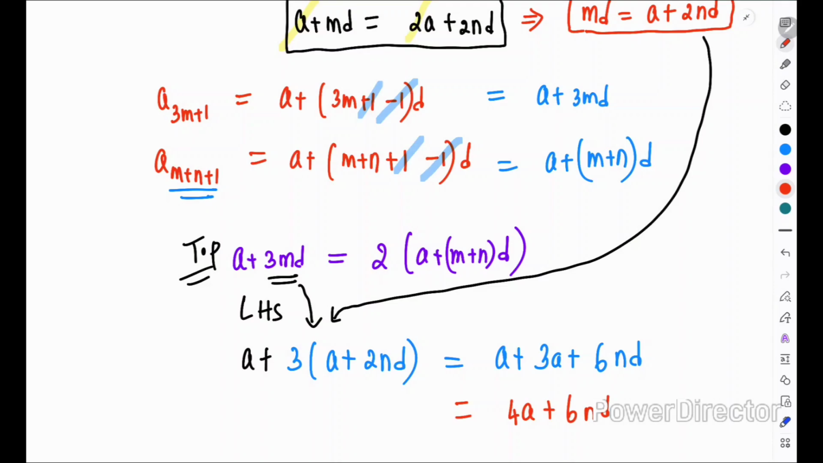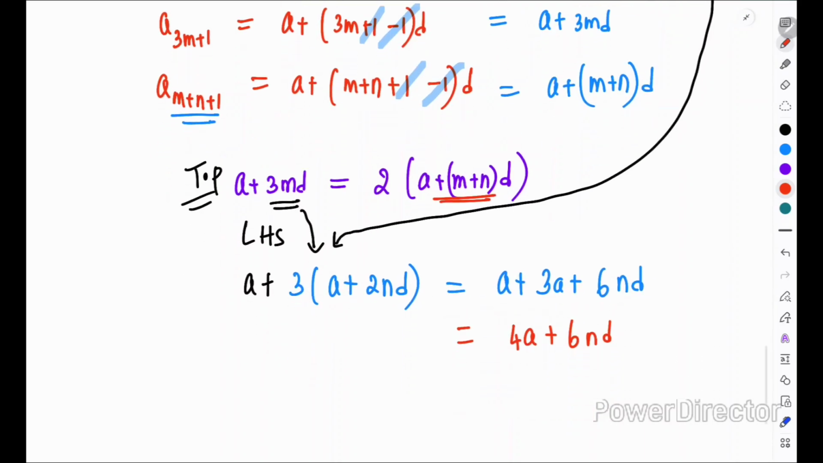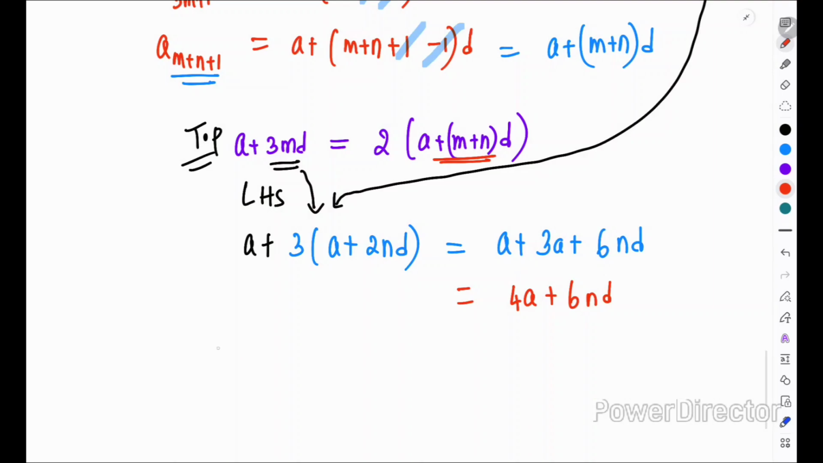So now what modification can you do? You have to go back to the question and replace something. Let us open the RHS. What is the RHS I have? 2 times a plus md, plus nd, right? So my final answer in the LHS is 6 times nd.